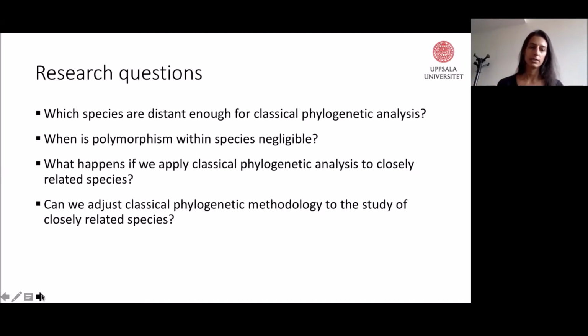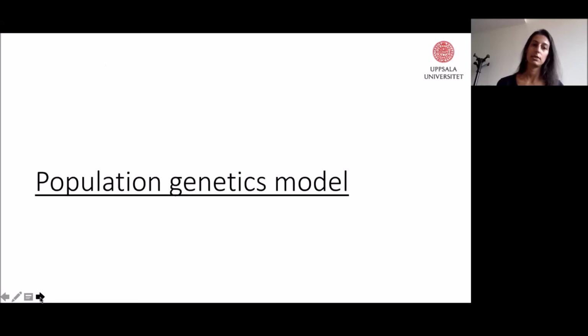And I've been addressing this to start with a population genetic model. What I'd like to do now is to introduce the basic concepts and ideas of our population genetic model and then turn back towards the questions that I've mentioned. So what does the population genetics model look like?